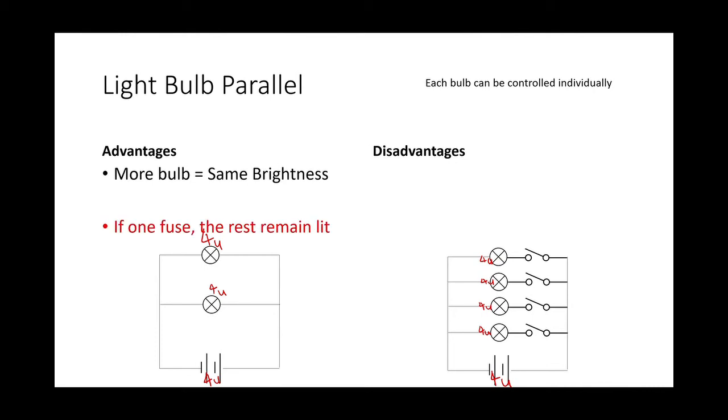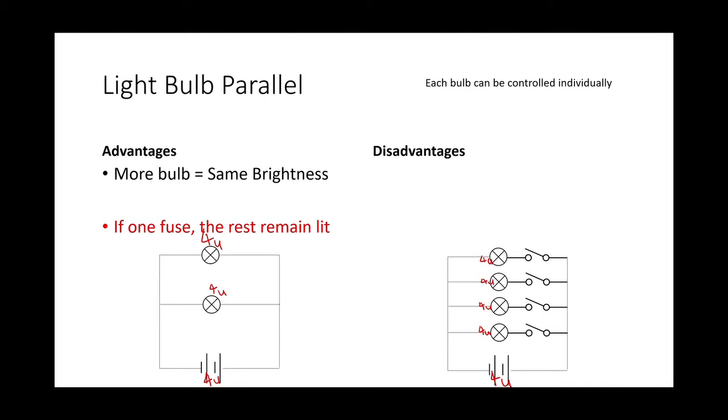Okay, most importantly, this is what the exam will always ask. The answer that they are looking for during the exam is that when one of the bulbs fuses, the rest can remain lit. So for a series connection, if one of the bulbs fuses, all will not be able to light up. But for a parallel circuit connection, if one of them fuses, the rest will remain lit. In your classroom, for example, if one of the light bulbs goes off, the other light bulbs can still remain lit. So that means your classroom lights are actually connected in parallel. So how are they able to do that? I'll show you on the next slide.